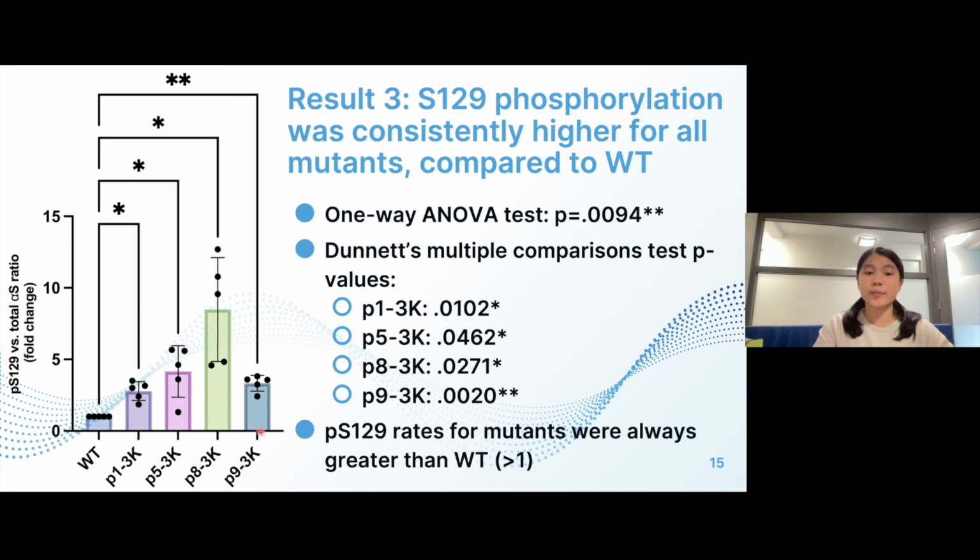So, except for P93K, which had 2 degrees of significance, all of them had 1 degree of significance when compared to wild type. And as you can see here, the phosphorylated serine 129 rates for mutants were always greater than wild type because they were always greater than 1 after normalization.